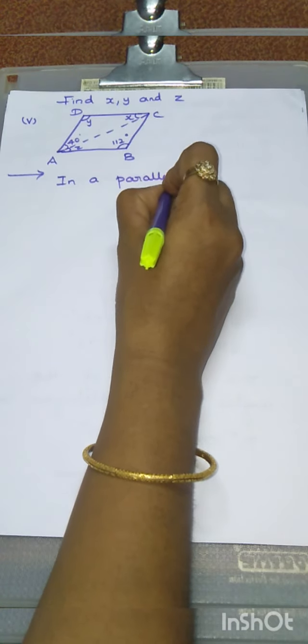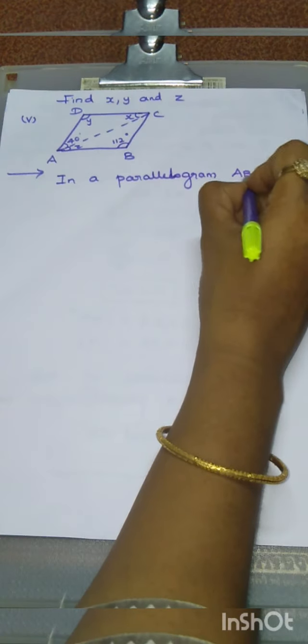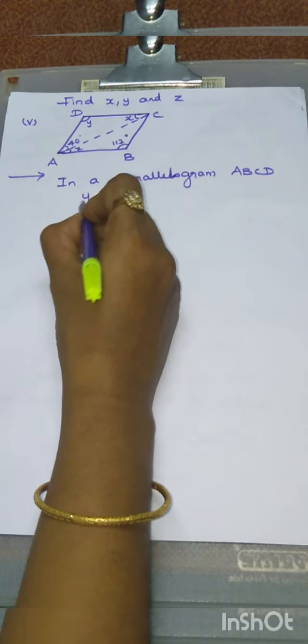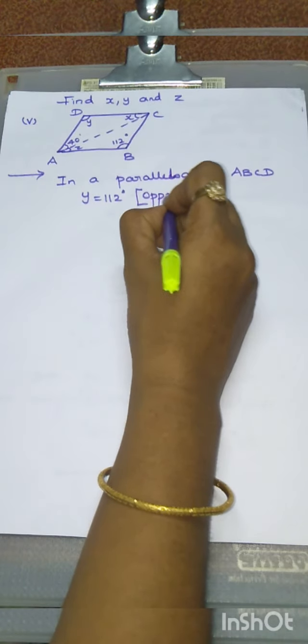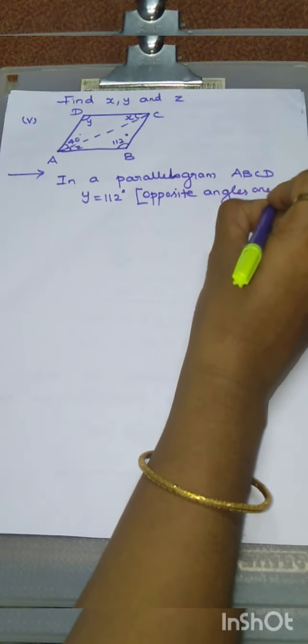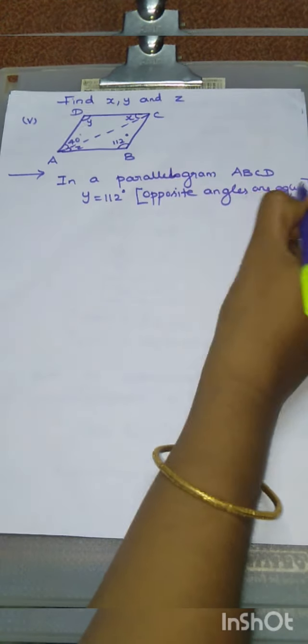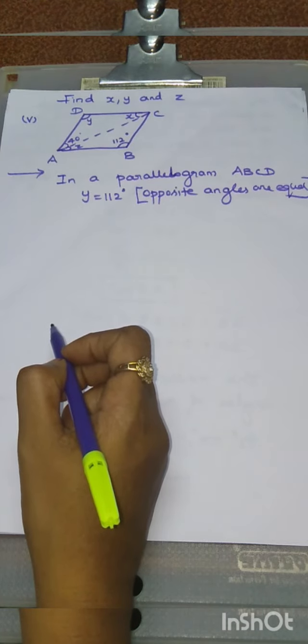In a parallelogram ABCD, Y is equal to 112 degree. What is the reason? Opposite angles are equal. Actually in a parallelogram this is the main condition. Opposite sides are parallel and equal. Opposite angles are equal.